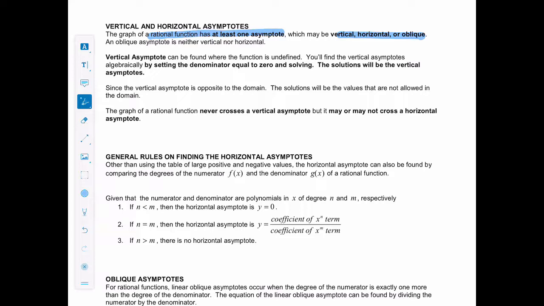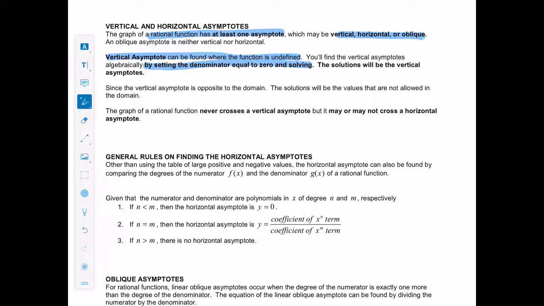Vertical asymptotes can be found where the function is undefined. Basically, what we do is we look at the denominator and see where it's undefined. We do this by setting the denominator equal to 0 and solving. And that will give us our vertical asymptotes. Since the vertical asymptote is opposite to the domain, the solutions will be values that are not allowed in the domain. A little bit of a typo there, but I think that's understood.